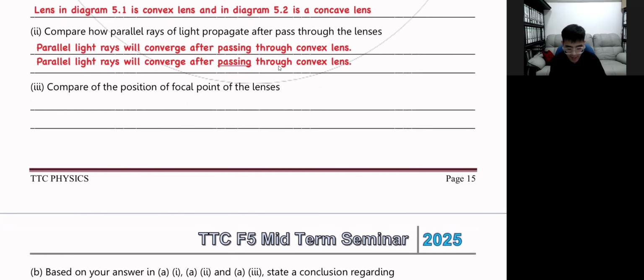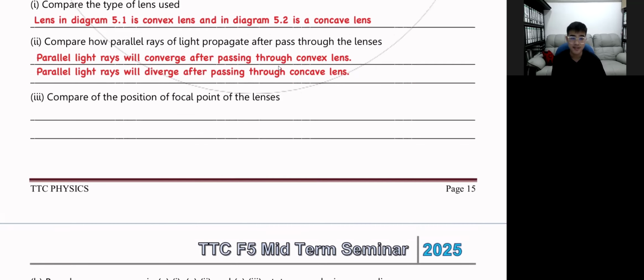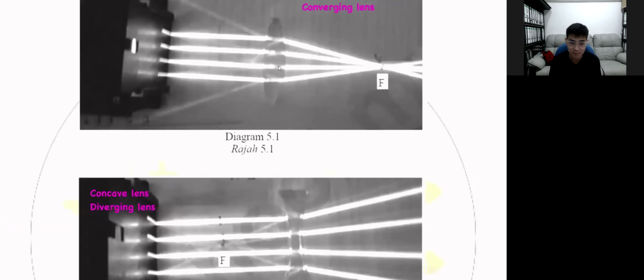Now, other than that, in diagram 5.2, the light rays will diverge after passing through the concave lens. Is that clear? Now the next one, number 3. The question asks, compare the position of the focal point of the lens. So where is the position of the focal point in the diagram?